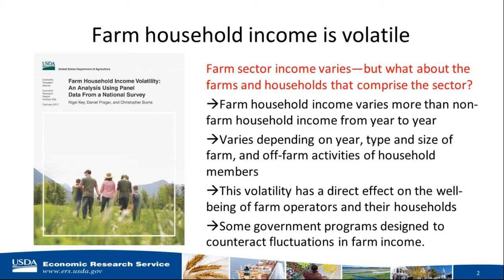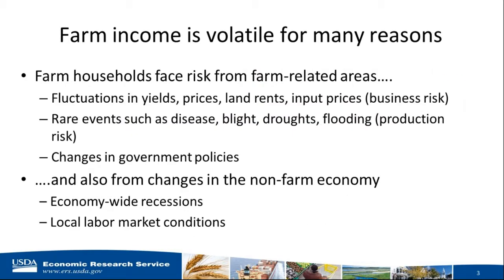So we want to understand that, in part because there are government programs that are designed to counteract fluctuations in farm income. And I would say over the last 5 years, we've seen an increased focus from farm programs in that direction, moving away, for instance, from direct payments and towards things like ARC, PLC, or crop insurance subsidies.